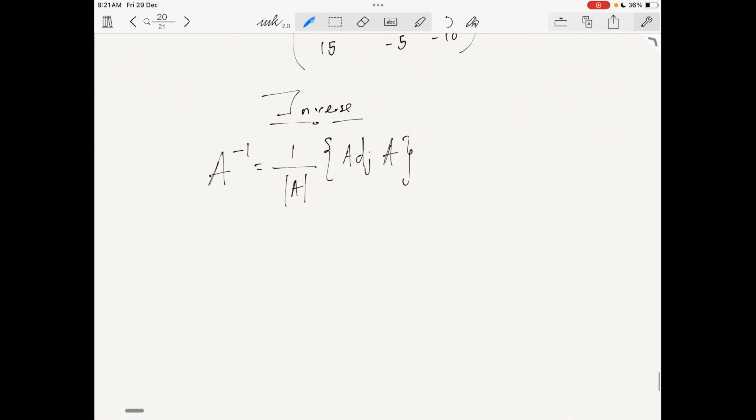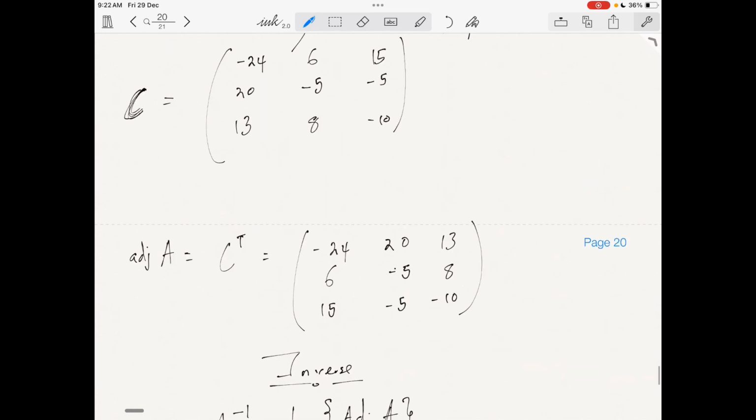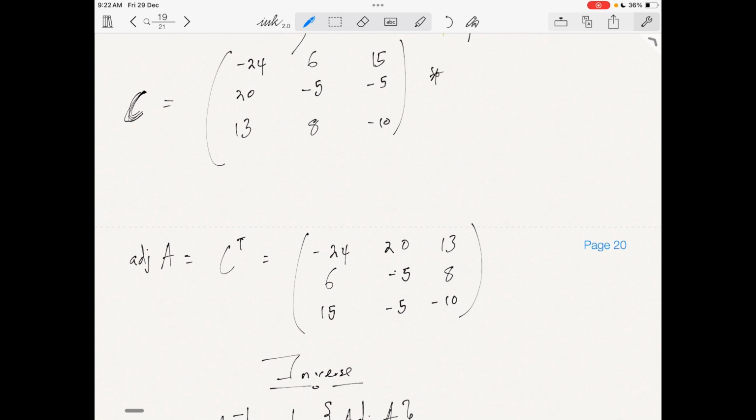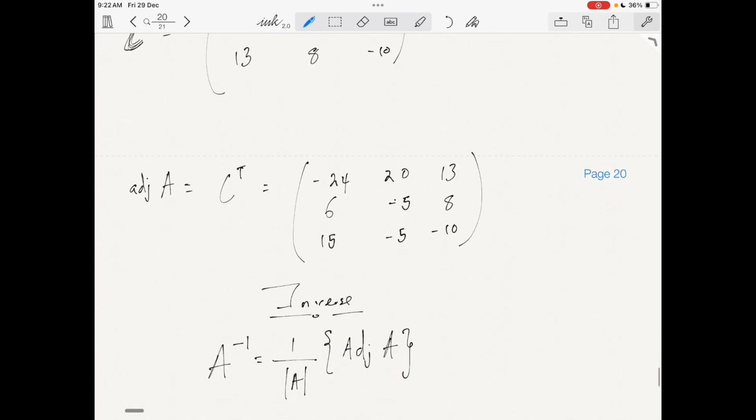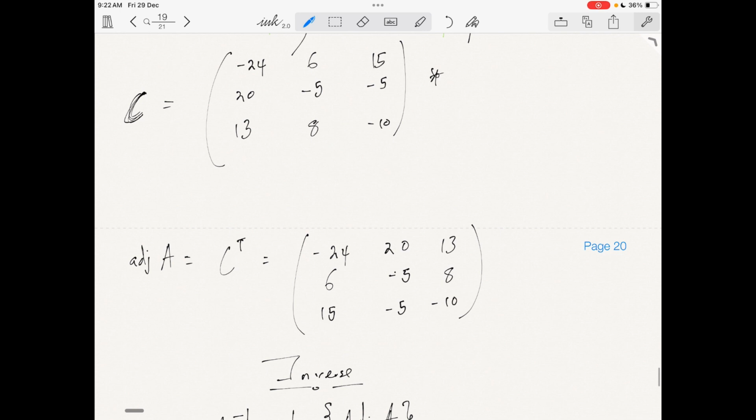We have A to be 2, 3, 5, 4, 1, 6, and 1, 4, 0. With this we're able to evaluate the cofactors of A. The cofactor is what we have here: minus 24, 6, 15, 20, minus 5, minus 5, and 13, 8, minus 10.